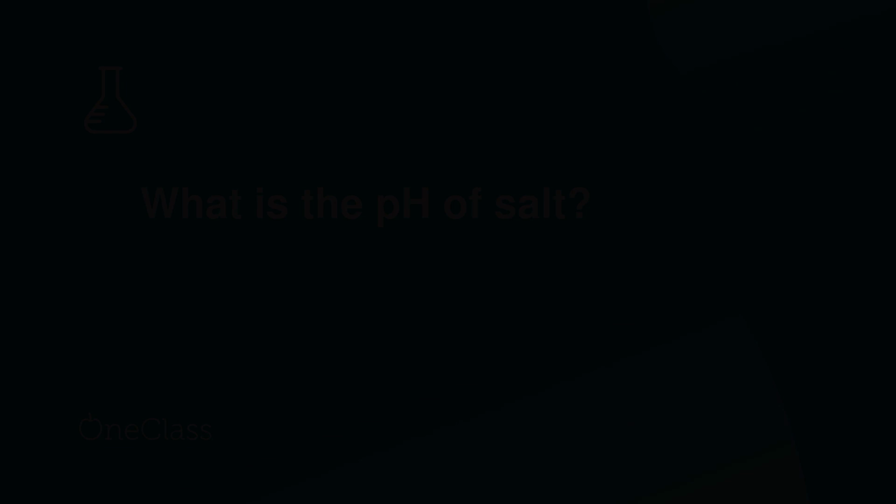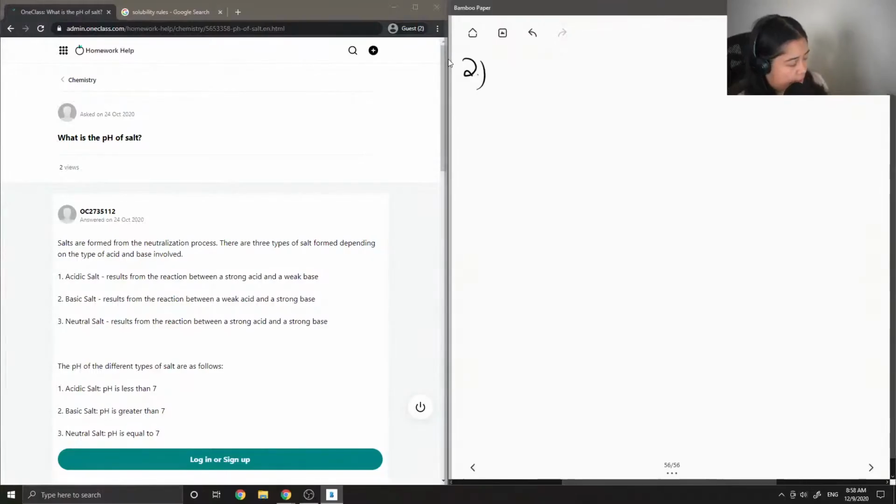Question 2. pH of salt. Okay, I'll go over the 3 different types of salts that we could possibly form, since each one would have a different pH.